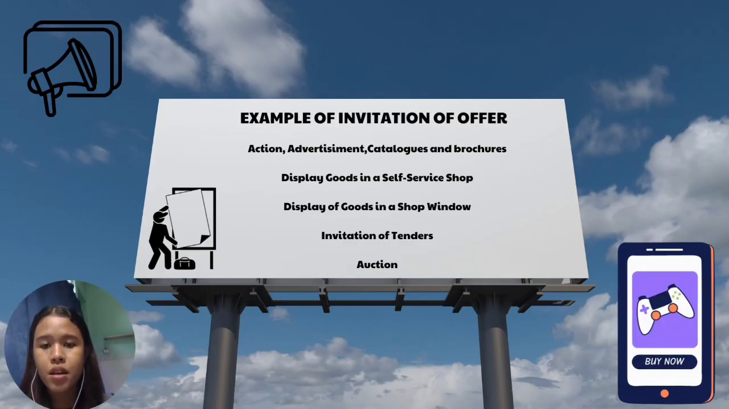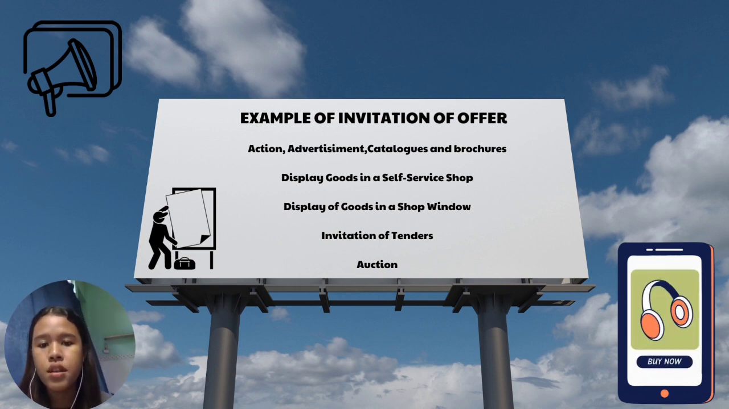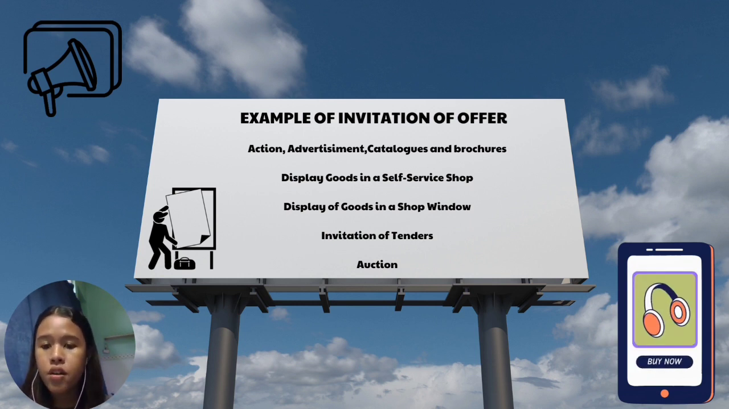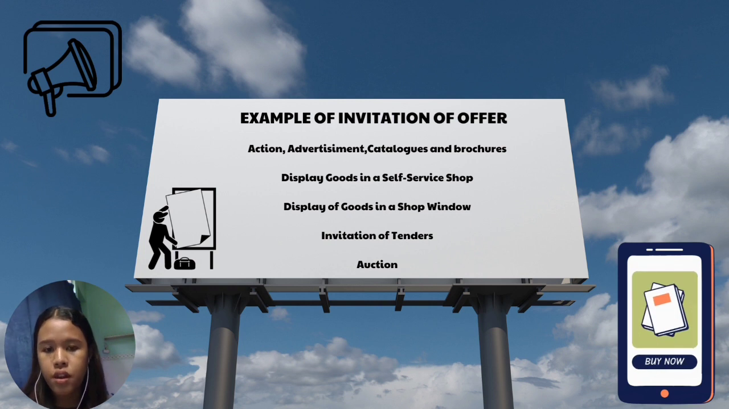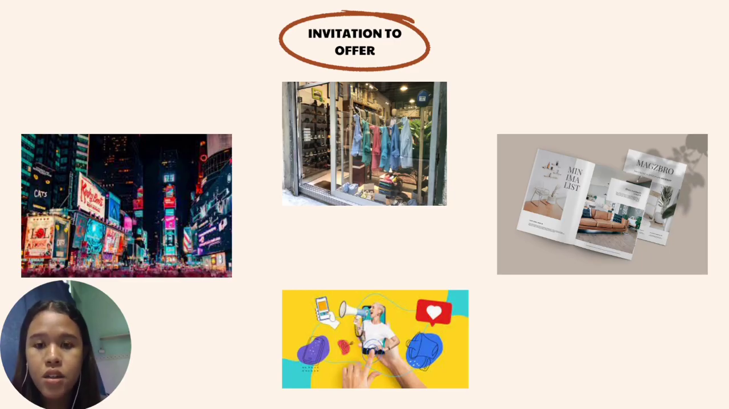There are a few examples of invitation to offer. The first one is auction, advertisement, catalog, and brochure. The second one is display of goods in a self-service shop. The third one is display of goods in a shop window. The fourth one is invitation of tenders. And the last one is auction. Here I include some photos like an advertisement in New York City, display of goods in shop windows, brochure, and auction for your better understanding.